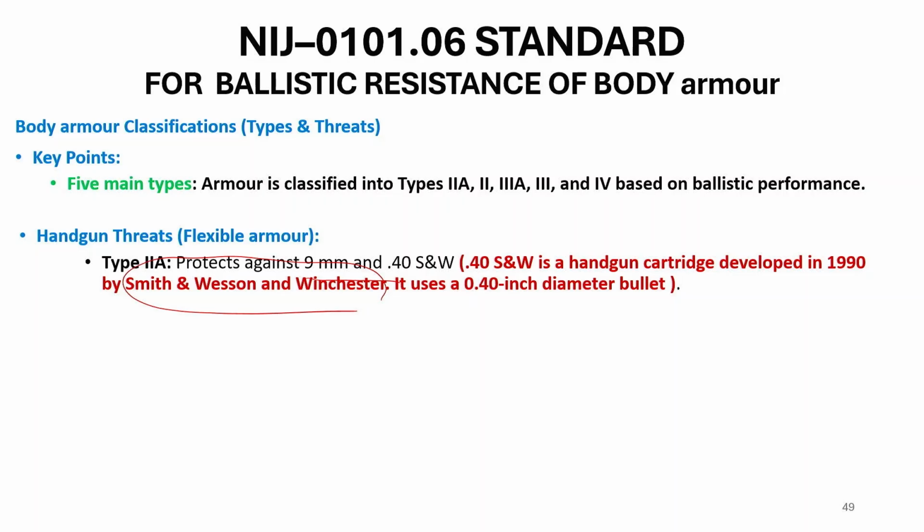They developed this type of cartridge in the 1990s. So, what does 0.4 mean? 0.4 stands for the diameter of the bullet. So, 0.4 inch diameter, and 9 mm is this 0.4 inch.